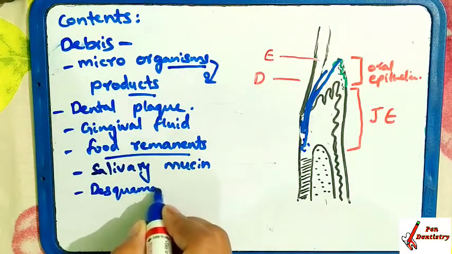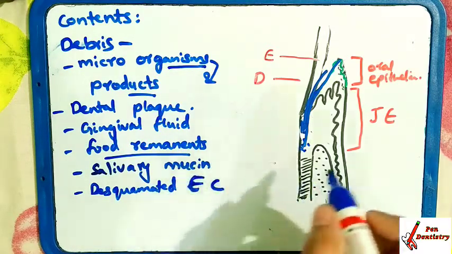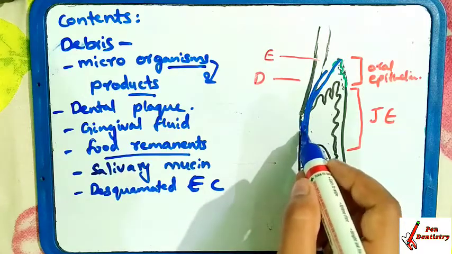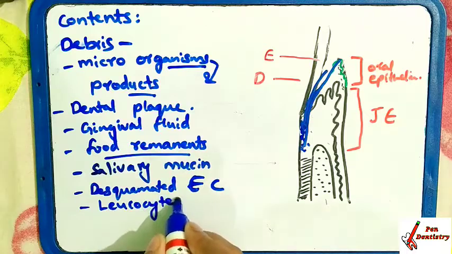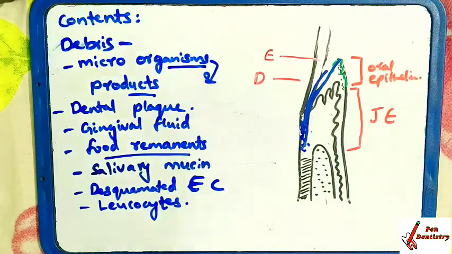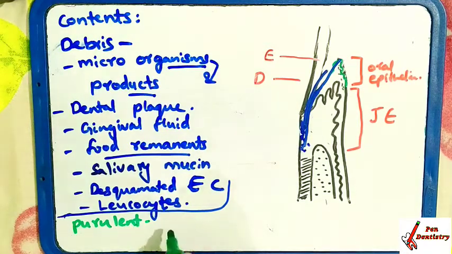Desquamated epithelial cells will be seen, and leukocytes, neutrophils, all the inflammatory cells. In purulent exudates, these are the debris. Okay, these are the debris part. When you are going to see the purulence, there you will see the necrotic leukocytes.